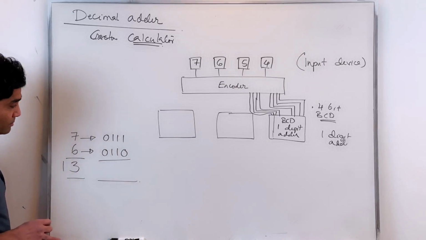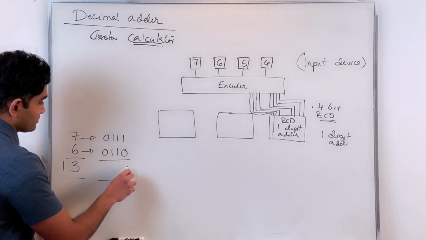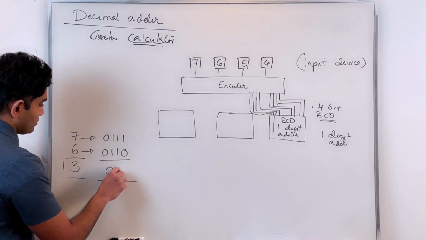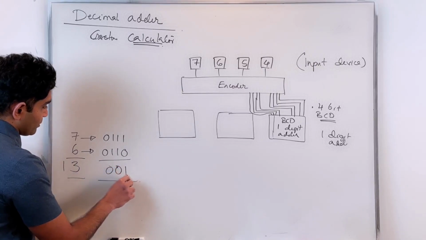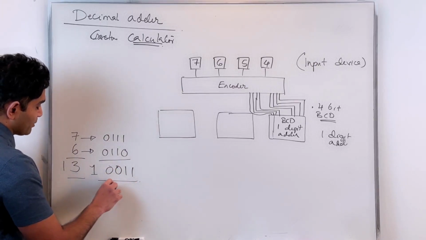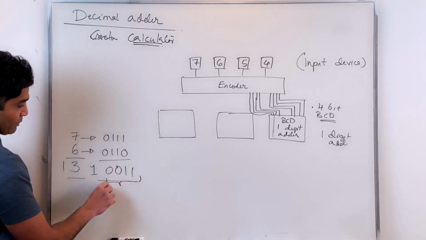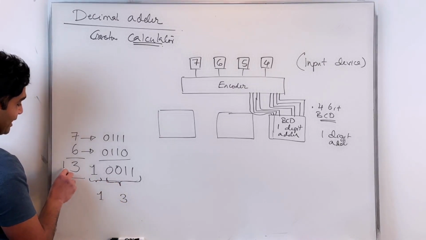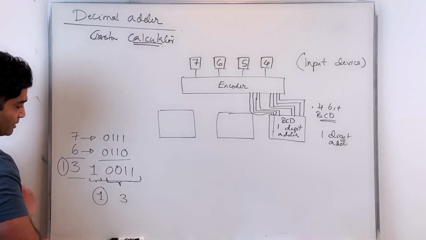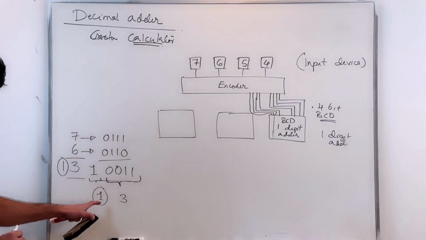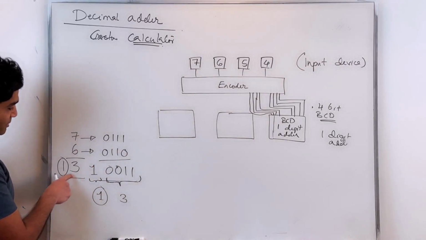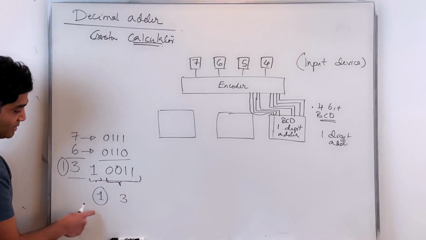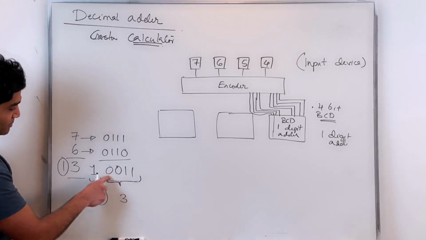And the corresponding binary coded decimal value should be 0011 with a carry out of 1, right? Because the binary coded decimal value corresponding to this is 3, and that's the carry out, which is 1. This is the carry out in this case. So my sum is 13, expressed as 1 followed by 3, which is 0011.